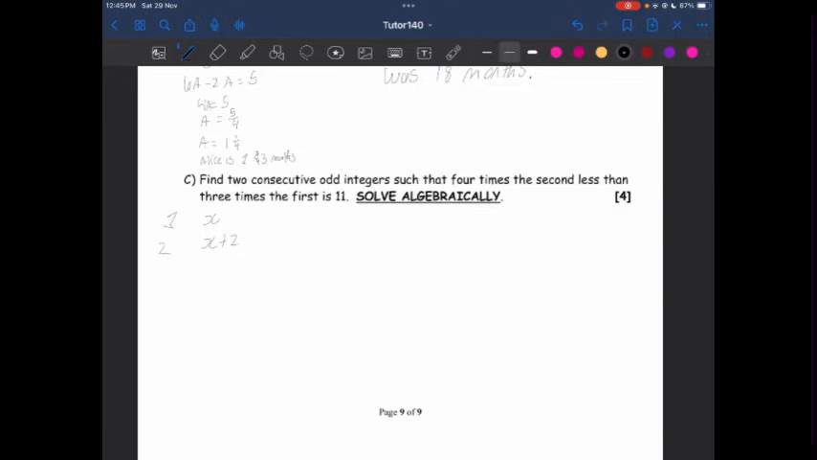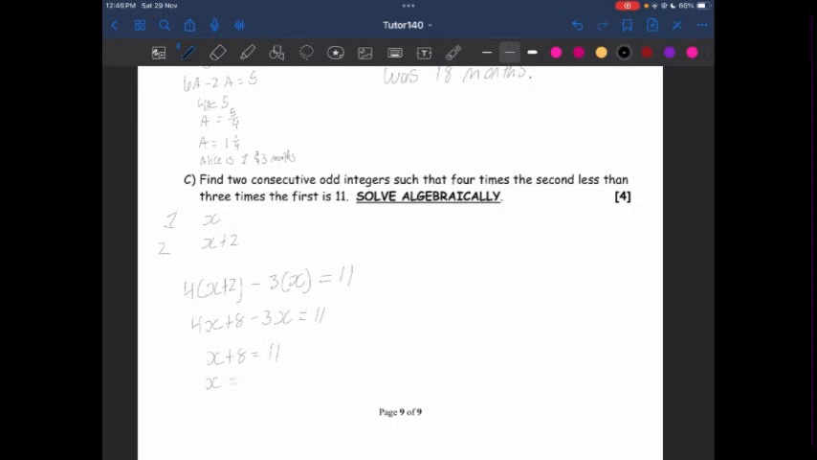So now it says that 4 times the second, so our second is x plus 2. So 4 times x plus 2 less than 3 times the first. So less than 3 times the first, which is x, is 11. So equal 11. So now I could simplify. When we distribute, that's 4x plus 8 minus 3x is equal to 11. 4x minus 3x, that's just x plus 8 equal to 11.